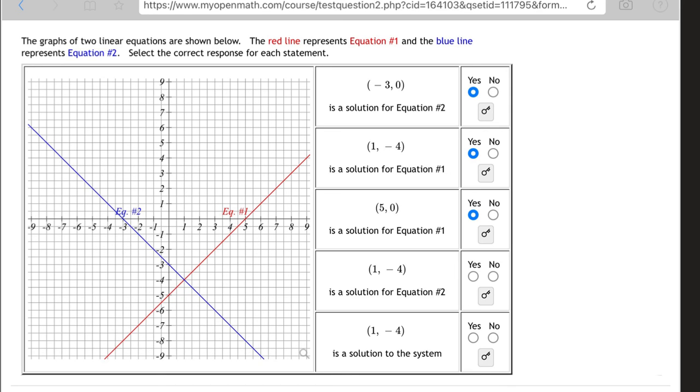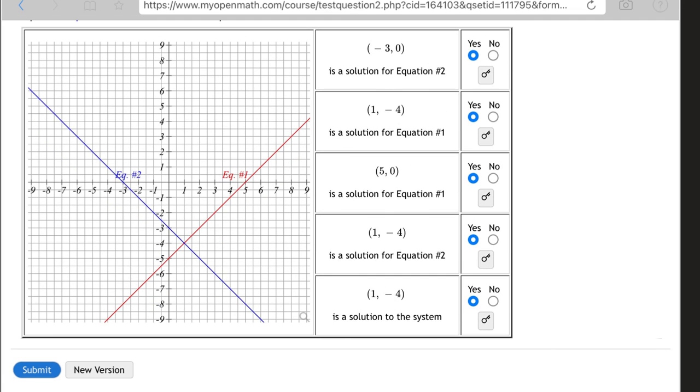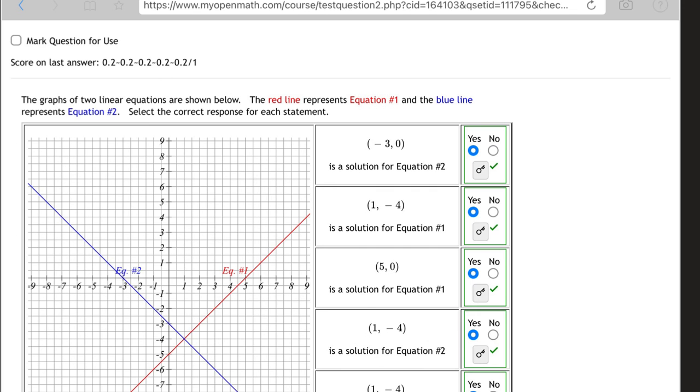And since it was a solution for equation 1 and 2, that means that yes, it's a solution to the entire system. And then I hit submit, and we should say good on all that. All right, that's pretty good.